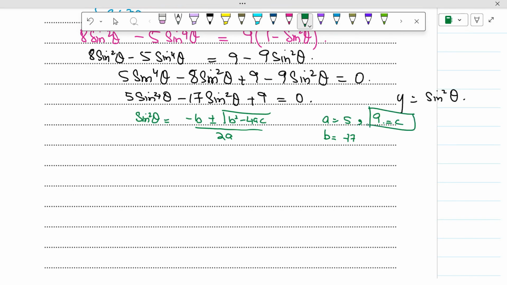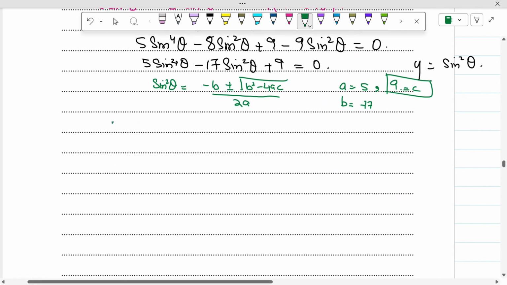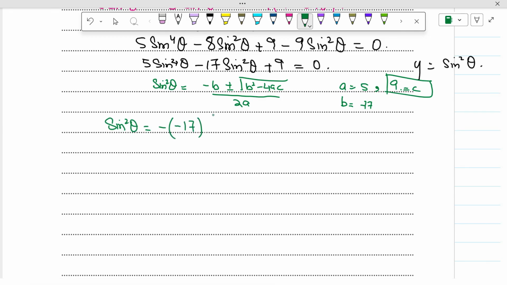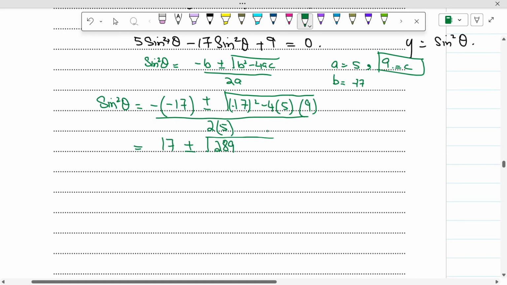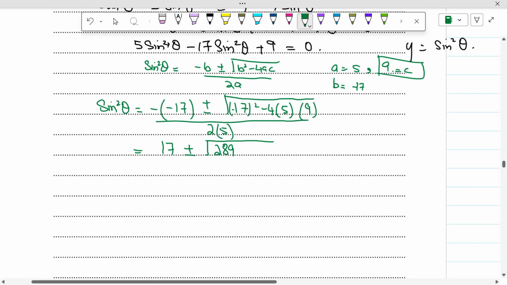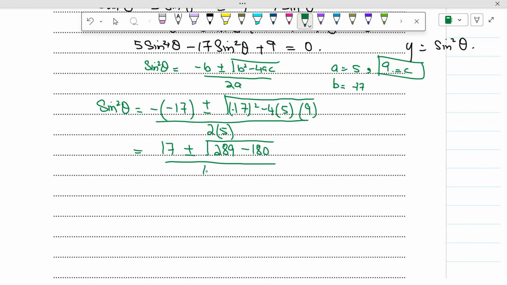So plugging these values, we will have sine square of theta is equal to negative of negative 17, plus minus the square root of b square, which means negative 17 square, minus 4 times a which is 5 and c which is 9, over 2a, which means 2 times 5. And this one is equal to 17 plus minus the square root of 17 square, 289, and 4 times 5 is 20, 20 times 9 is 180. So negative 180, over 2 times 5, which is 10.